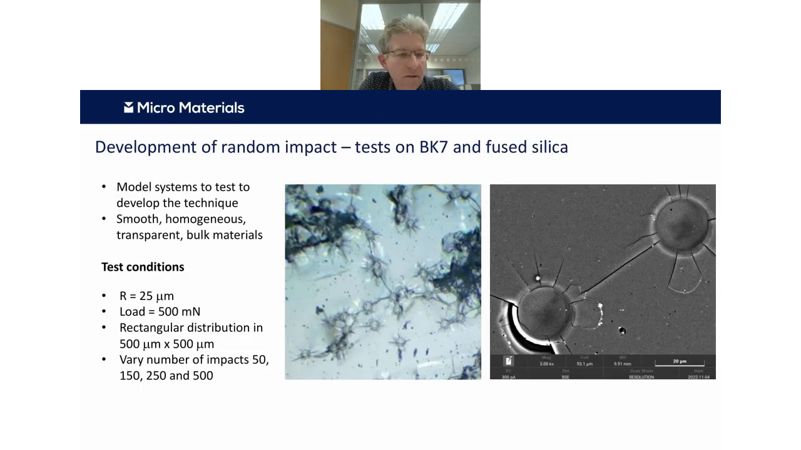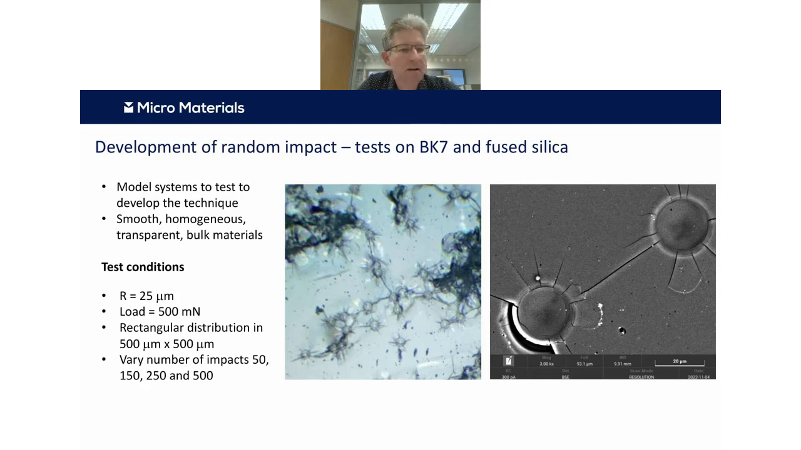So as I said, we used bulk materials as part of the development of this. So these are non-coatings. We picked typically two different glasses, BK7 glass and fused silica glass. These are both smooth, homogeneous, transparent, and they also have broadly similar fracture toughness. And what you can see there is a couple of examples: an optical image and an SEM image of some cracks on the borosilicate glass. You can immediately see for this material some of these cracks between subsequent adjacent impacts. So these crack networks are starting to build up.